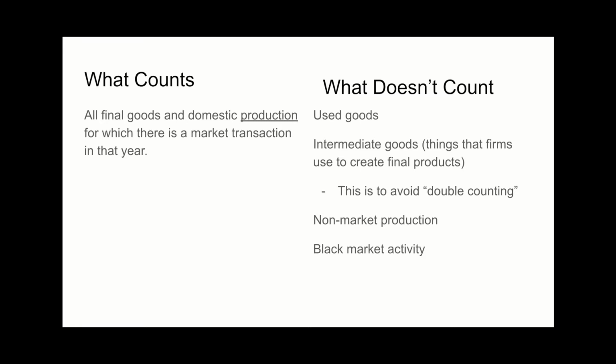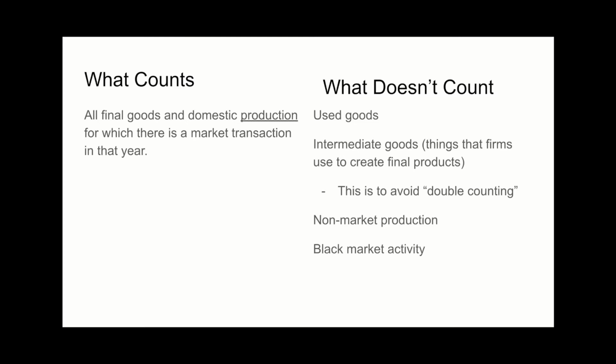What doesn't count? Things that don't count are going to be used goods. So if you buy a used car, that's not going to be part of GDP. Intermediate goods, that would be things that firms use to create final products. That would be like if Honda buys tires from Goodyear and then puts them on a car and sells the car to a consumer. You only count the Honda at the end when it's actually being purchased by the consumer. You don't count the tires because they're going to be part of that final good that is the car itself.